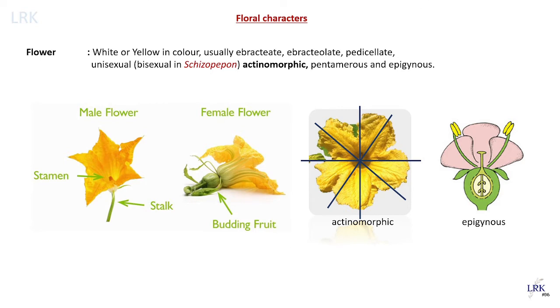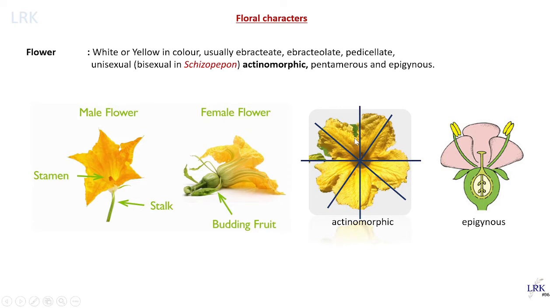But in Trichosanthus and Actinostemma, bracts are present. These flowers are ebracteolate. That means bracteoles are absent and they are pedicellate. This is the pedicel. The stalk of the flower is called pedicel. These are unisexual except in Schizopepon, which has bisexual flowers. Otherwise all other members are unisexual and they are actinomorphic.